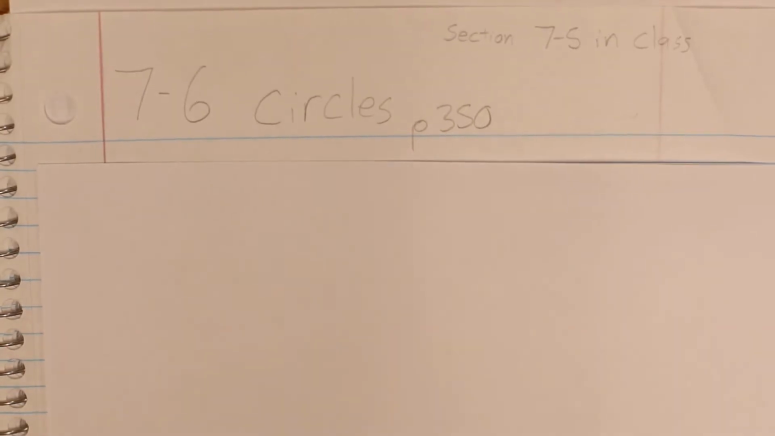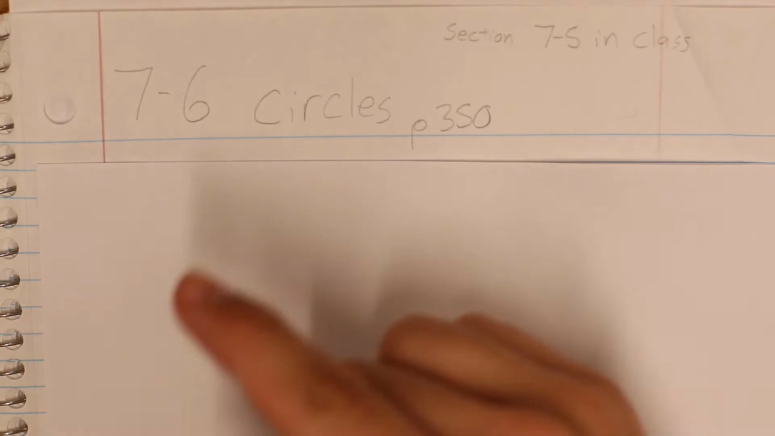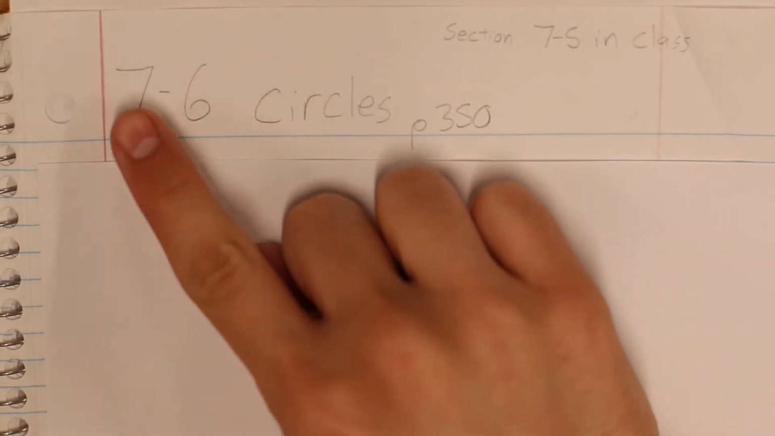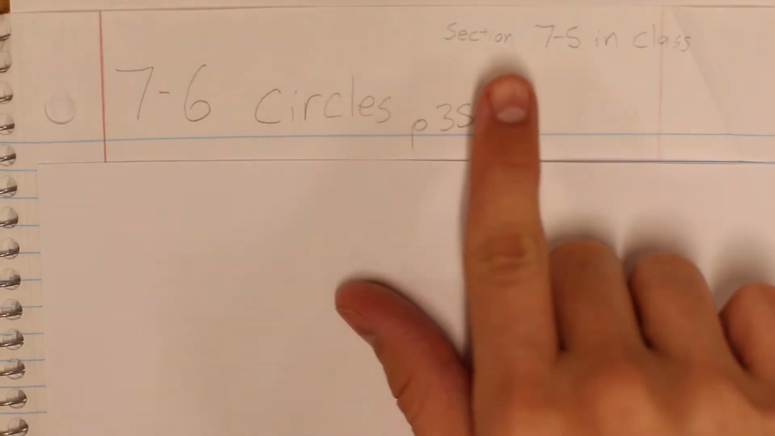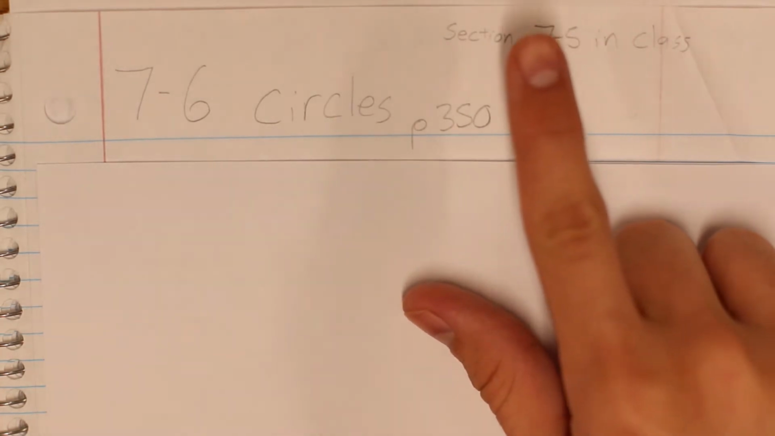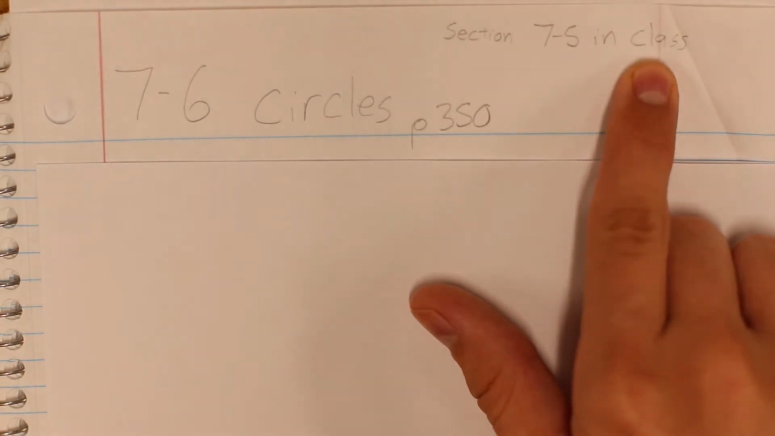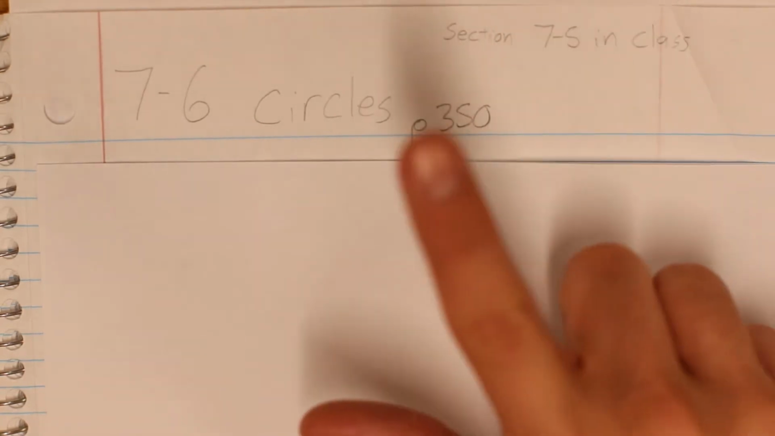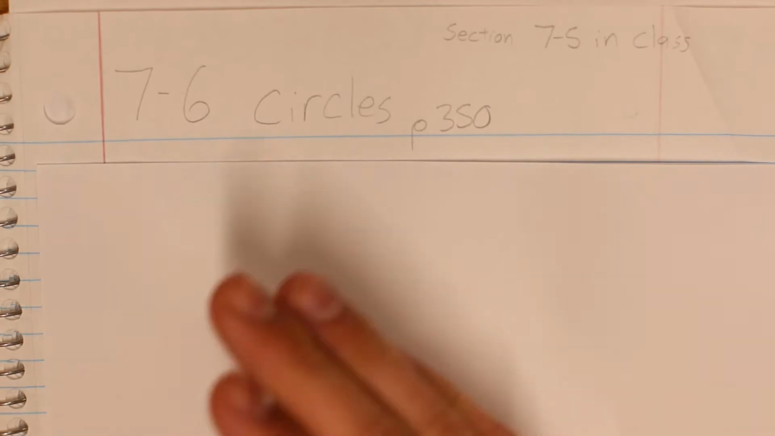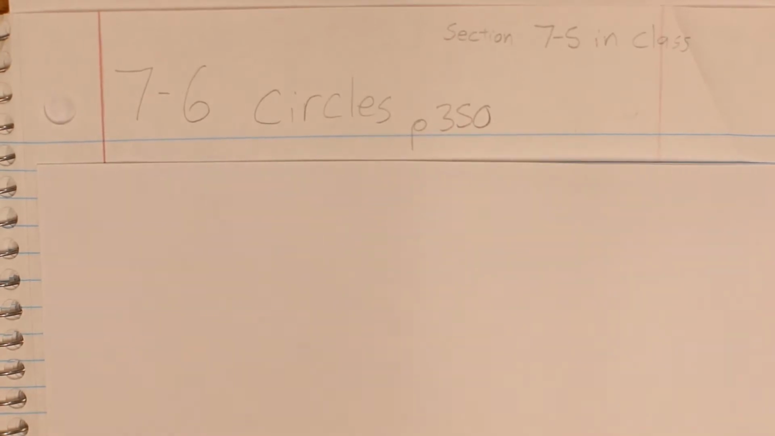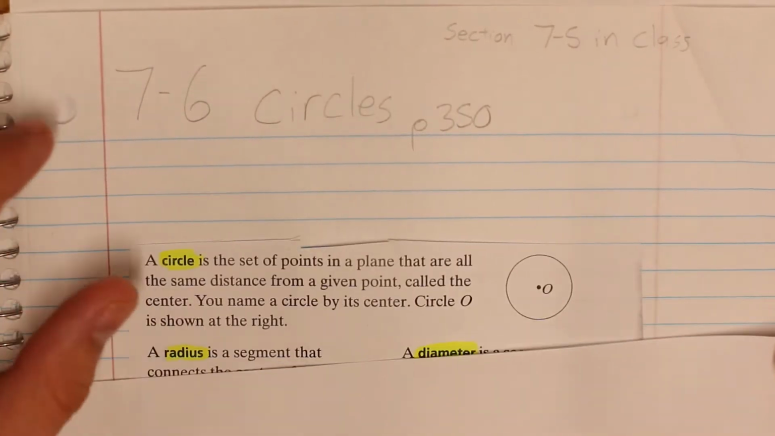All right. We will now begin our next lesson, which will take place in section 7.6. When we get to class, we will also go over section 7.5, but that will be done in class, so we won't take any notes of it right now. We're focusing on 7.6, which deals with circles. It can be found on this page. Let's just go right in.